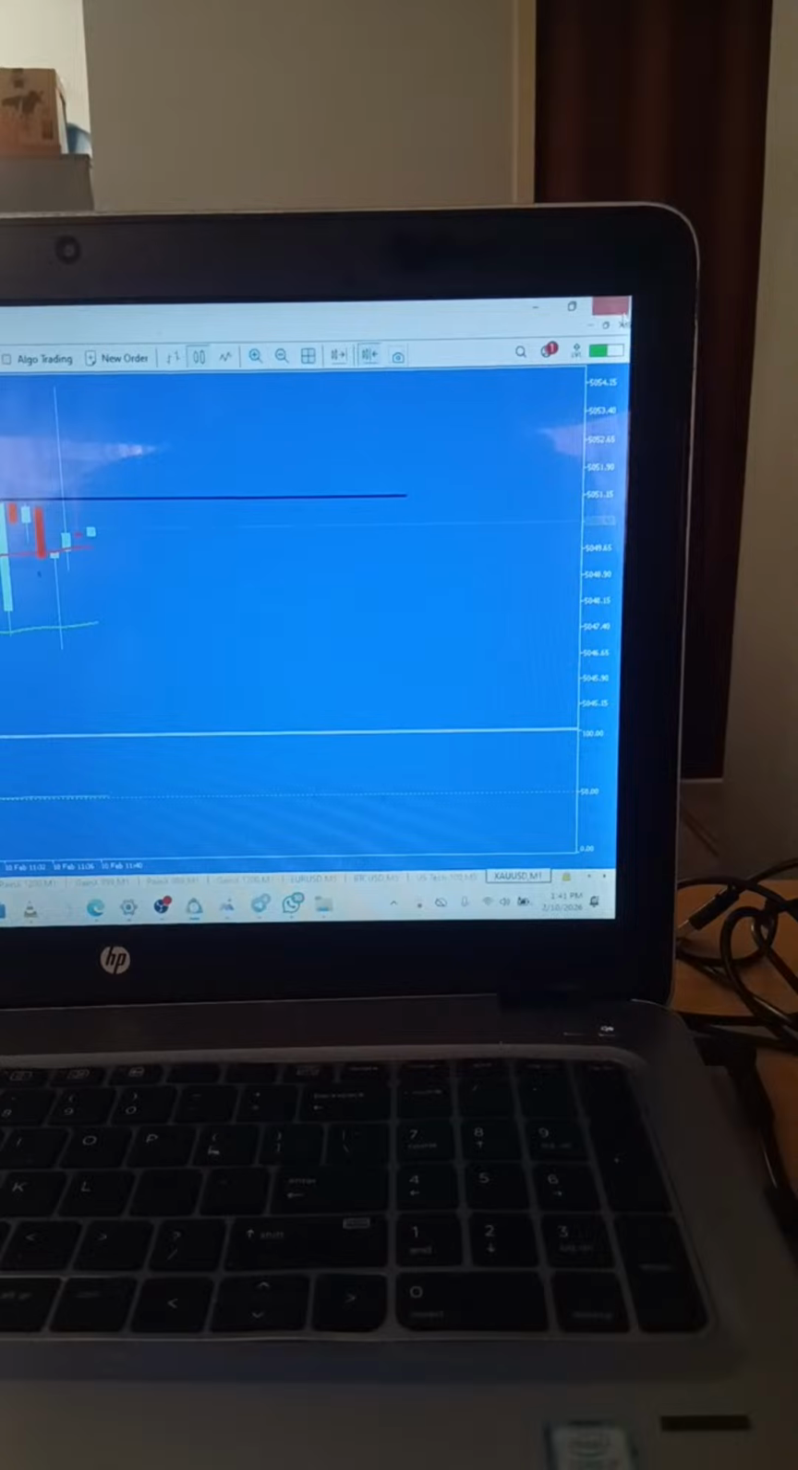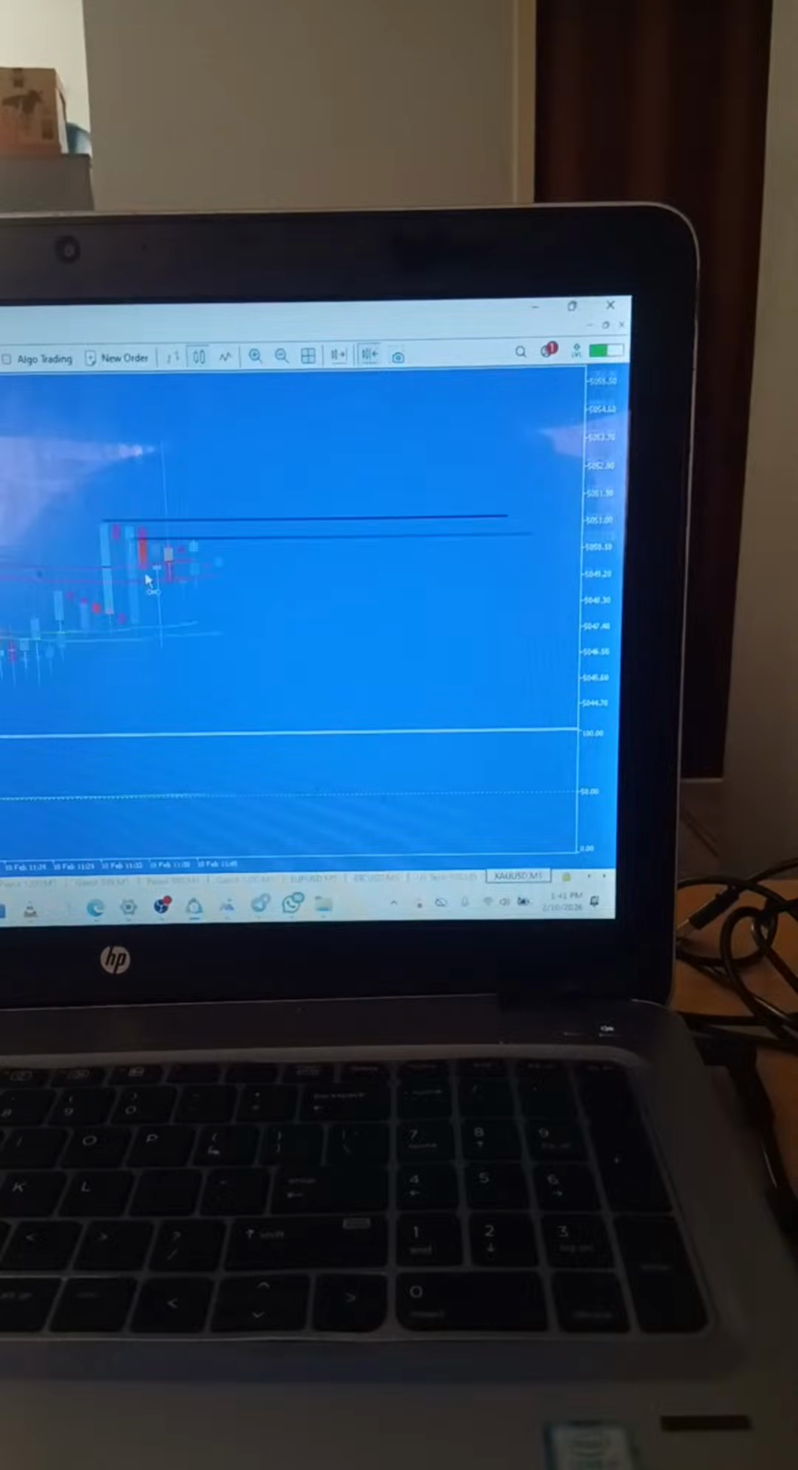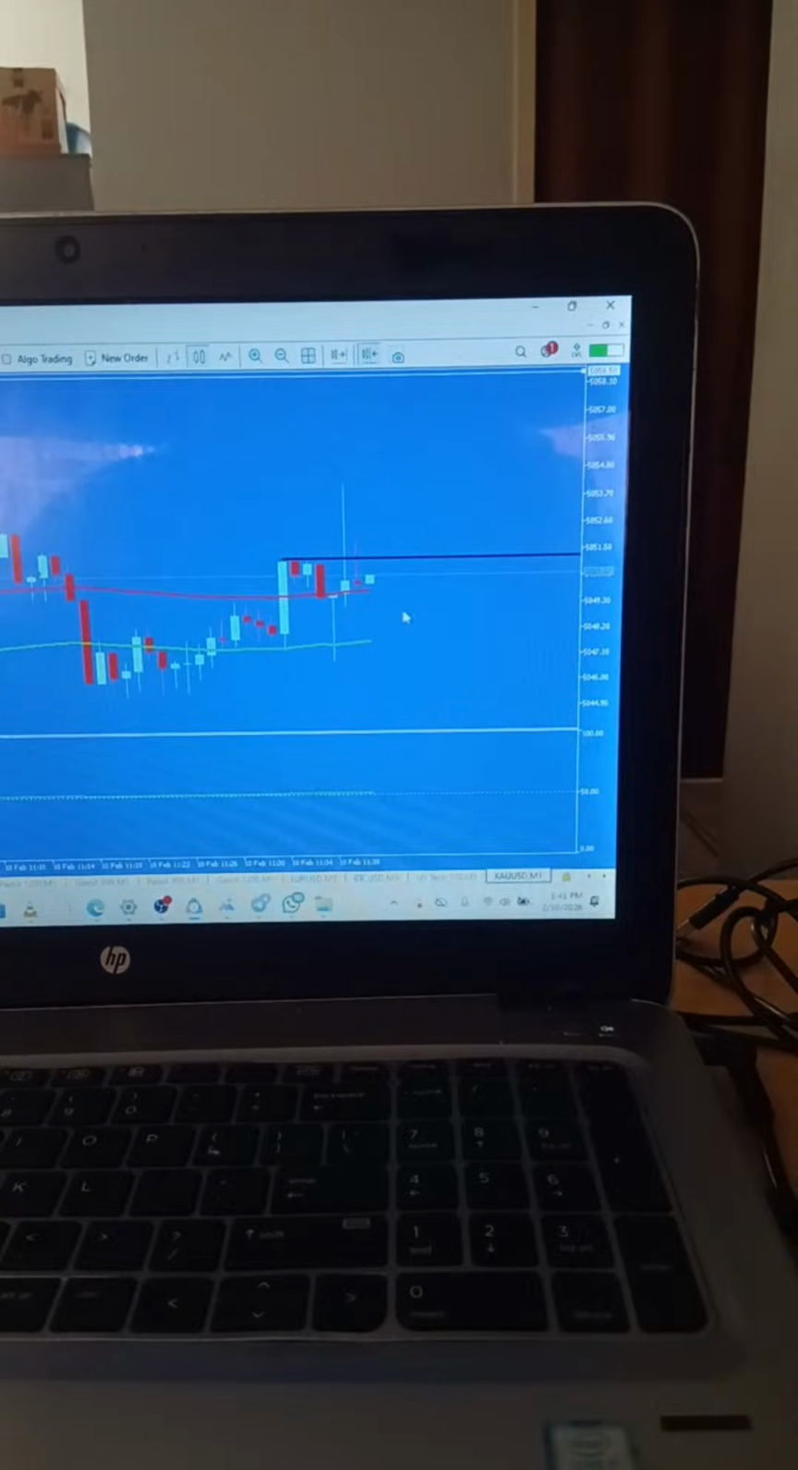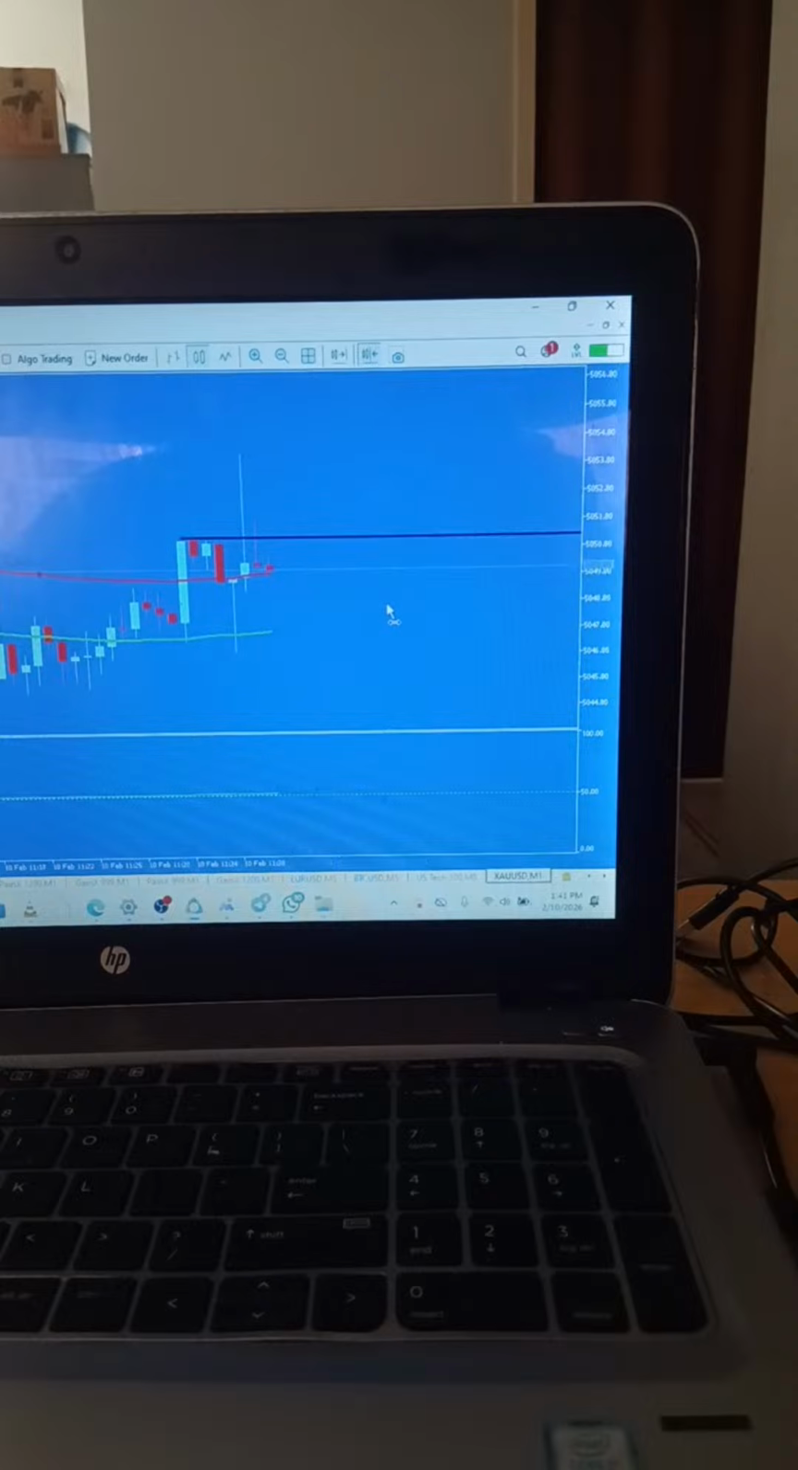So now we don't enter. You see, the rejection was there, but the candle didn't close above the band. So we need to wait for confirmation. Let's wait and see what is going to take place here.